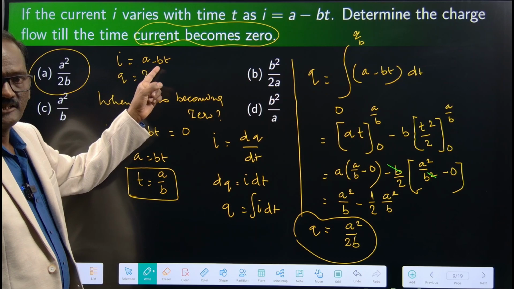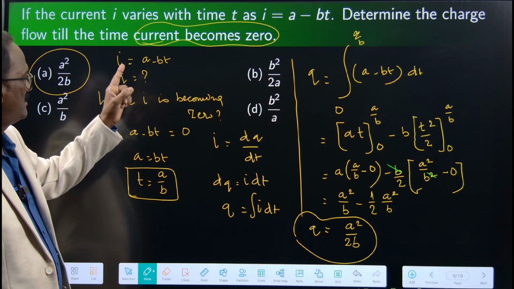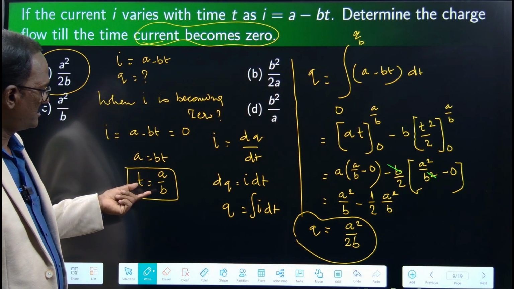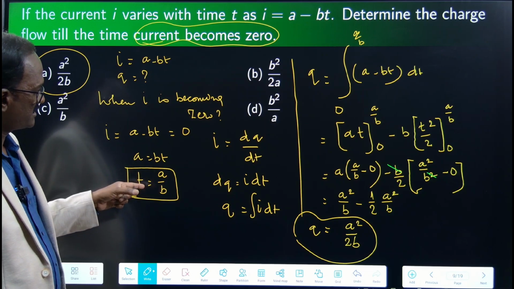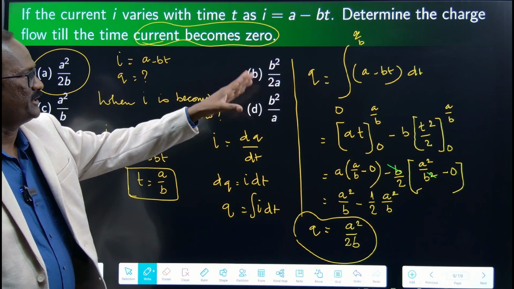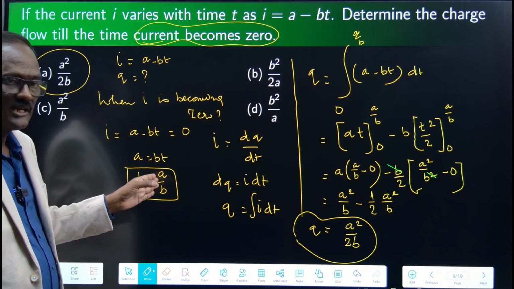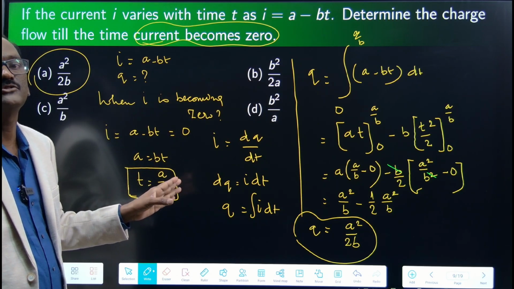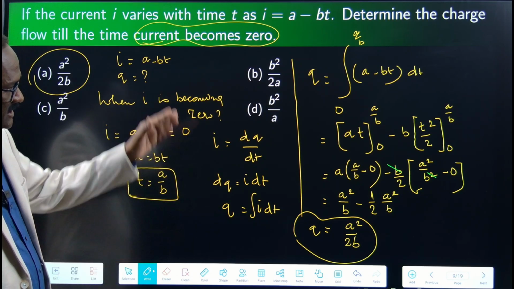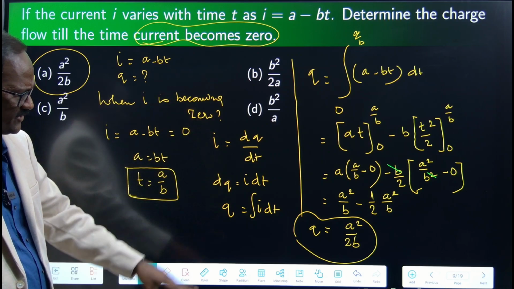So I is given in the form of a time equation. Find when it is becoming 0. That time interval we put in the integral as the time limit: initial time 0, final time A by B, because at T equal to A by B, the current is going to become 0. Then the usual procedure, what we have done in the previous problem.